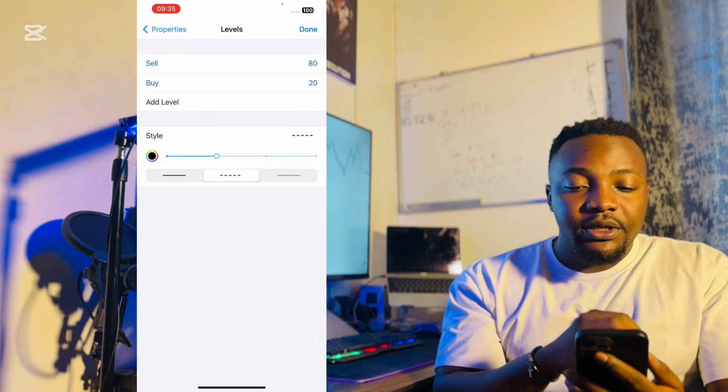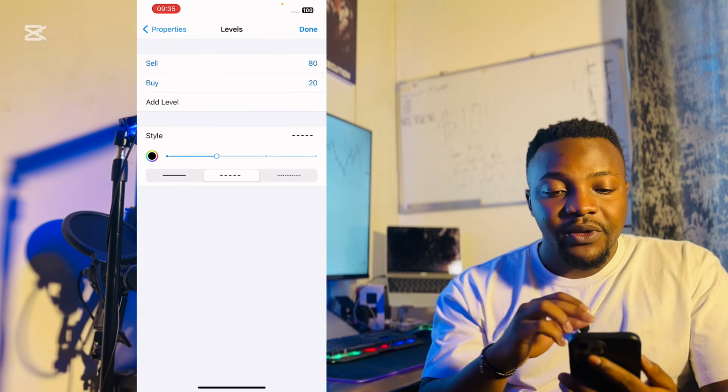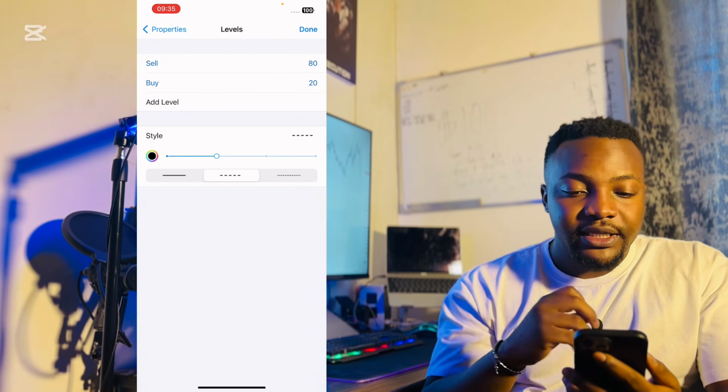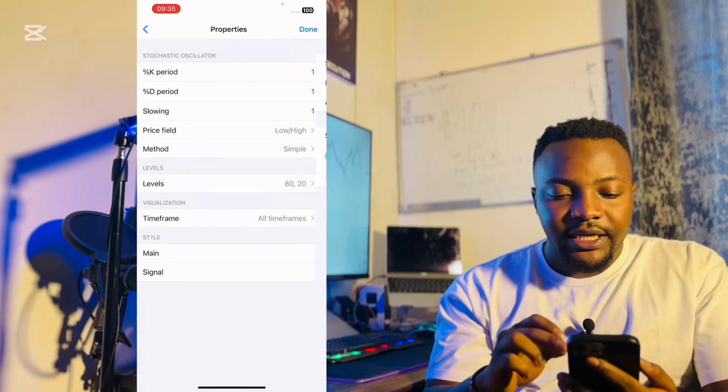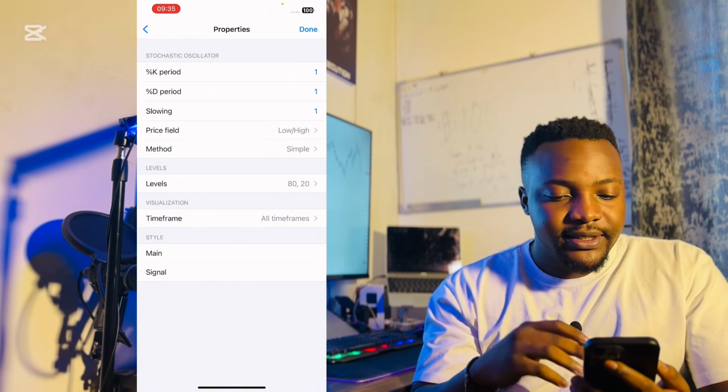Now I've labeled my levels. We've got the sell on level 80 and the buy on level 20. The style for this one is black, and if you click done, it will take us back to the properties of the stochastic oscillator itself.